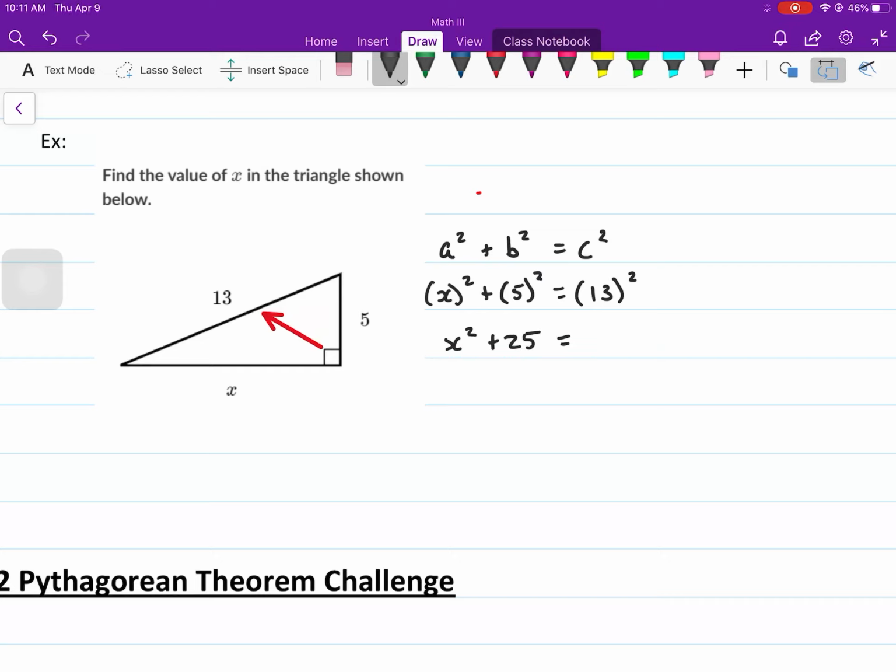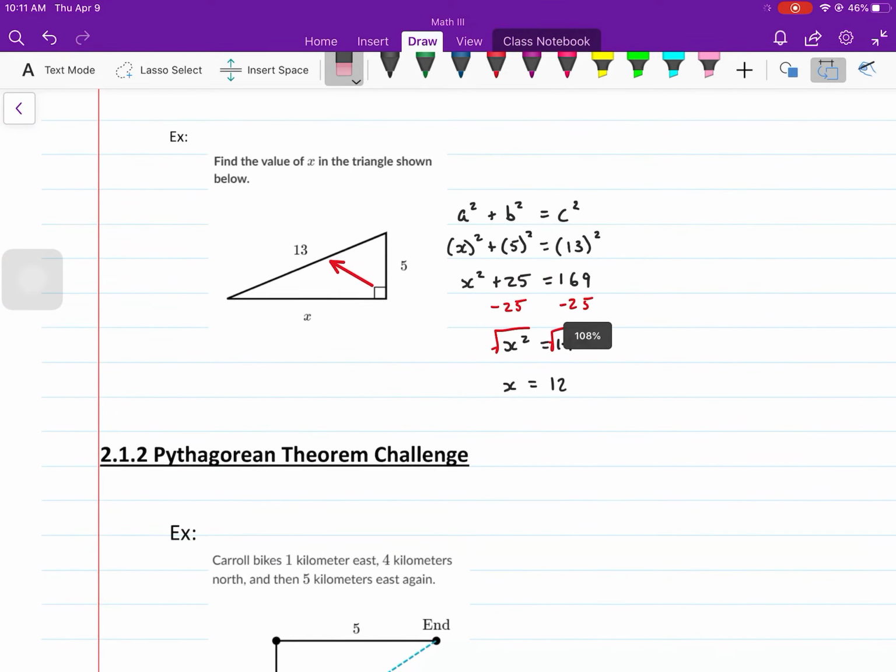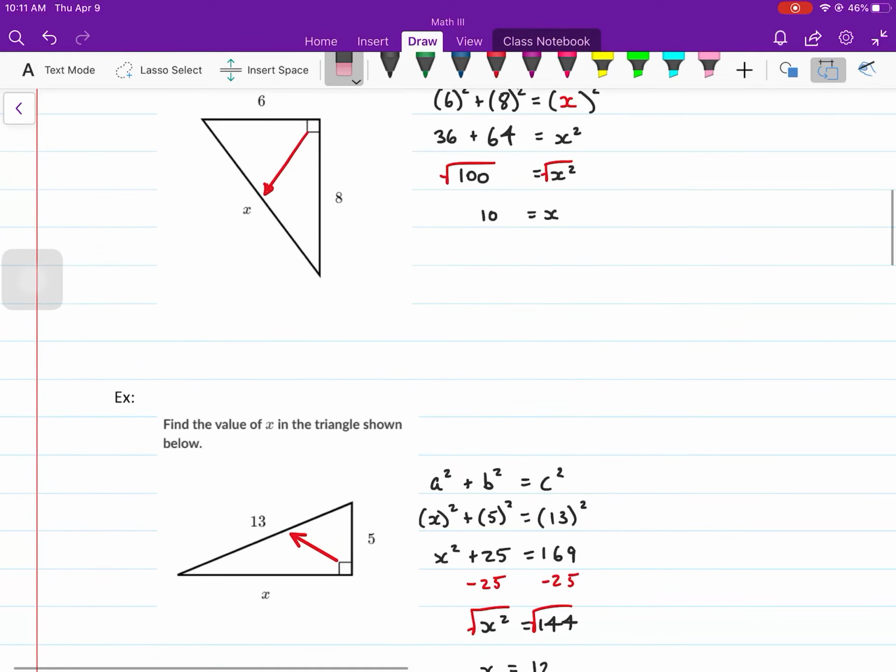So X squared plus 25 equals 169. And then we'll subtract the 25. So X squared equals 144. And then what do we do here? Now we square root both sides. And X equals positive 12. And that's it. That's the Pythagorean theorem. Like I said, this should be a review for you guys. Shouldn't be too difficult.